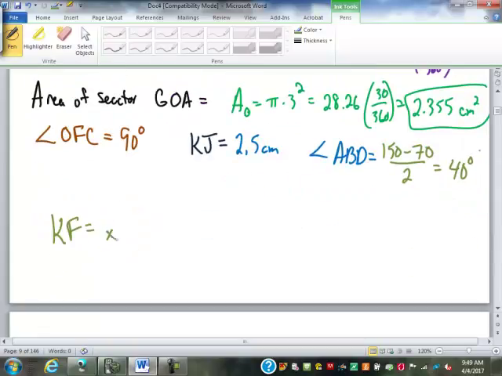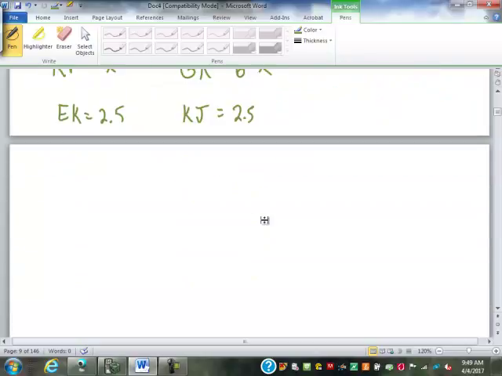So if I let KF equal X, GK is equal to 6 minus X, right? And we know that EK is 2.5, and we know that KJ is 2.5. So let me draw what we have here.